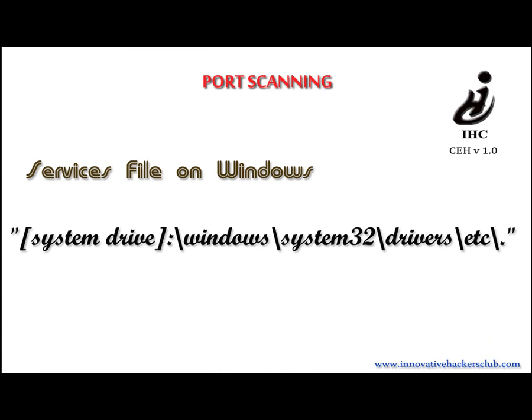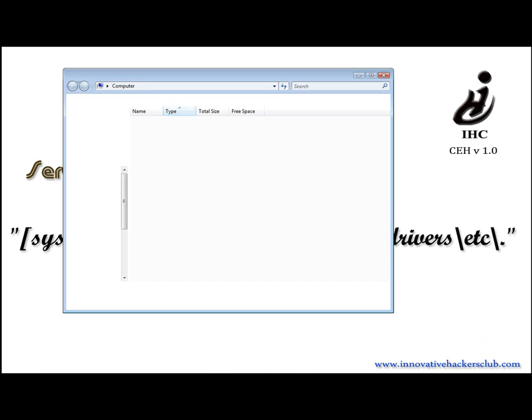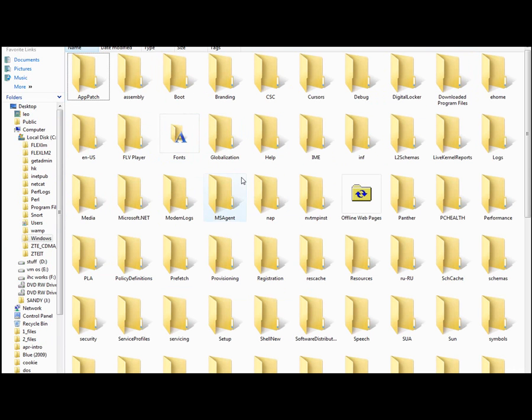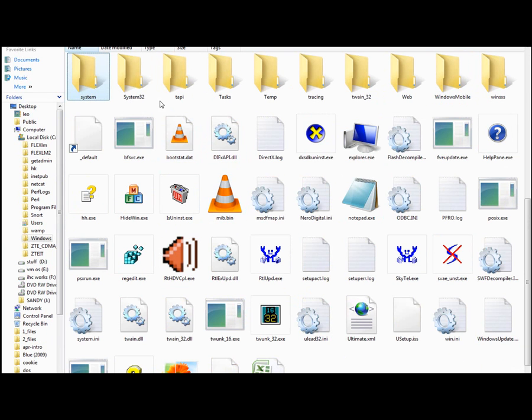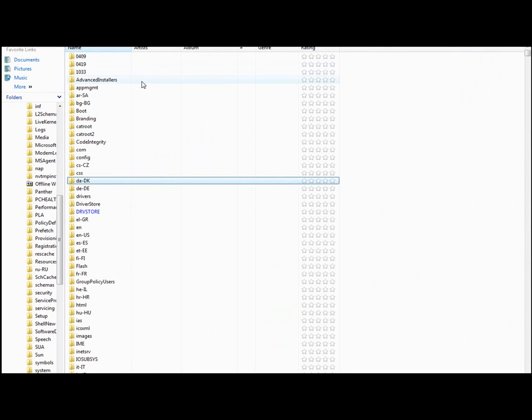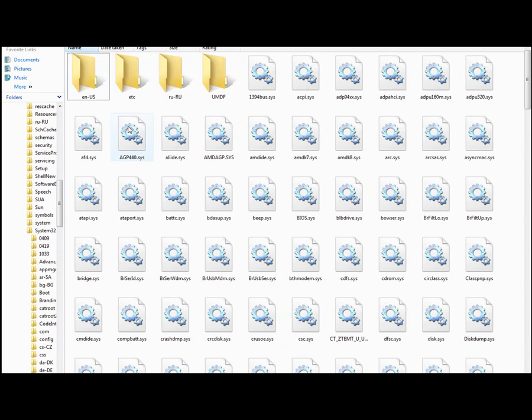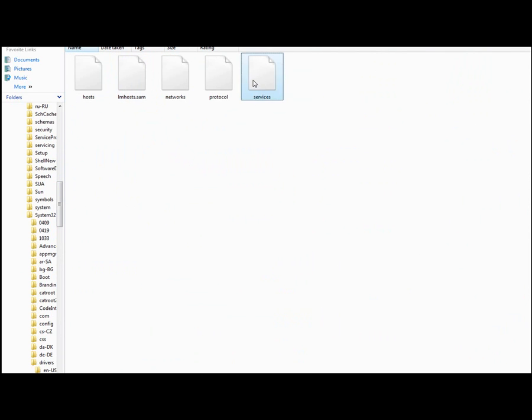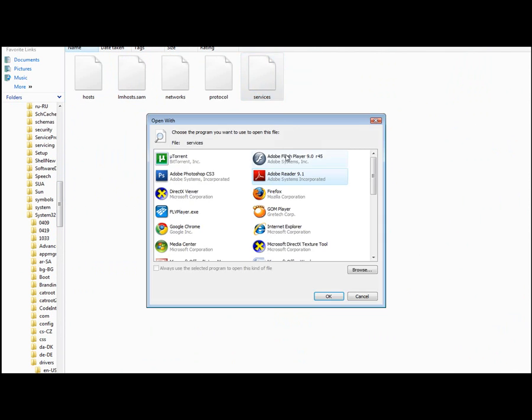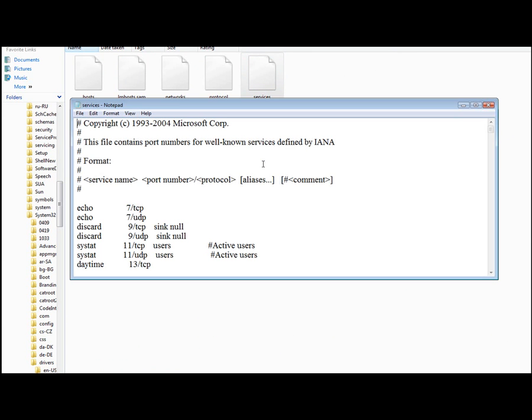Services file on Windows. For Windows systems, the port numbers for common applications are usually recorded in the services file located under System Drive, Windows, System32, Drivers, etc. Open your System Drive, then Windows, System32, Drivers, etc, and Services. Right click on it, open with Notepad. Here you can see the port numbers for common applications.